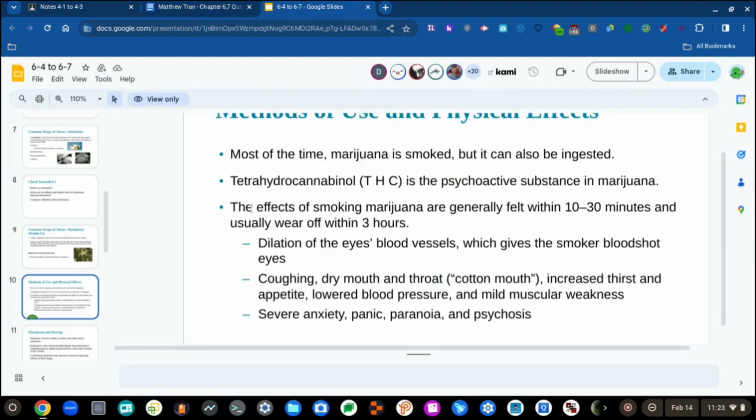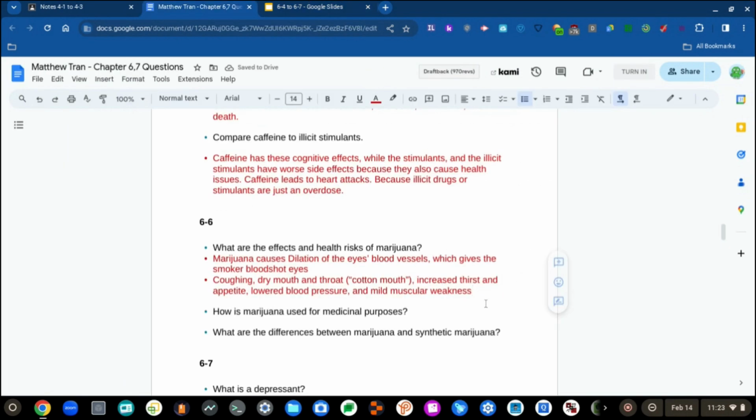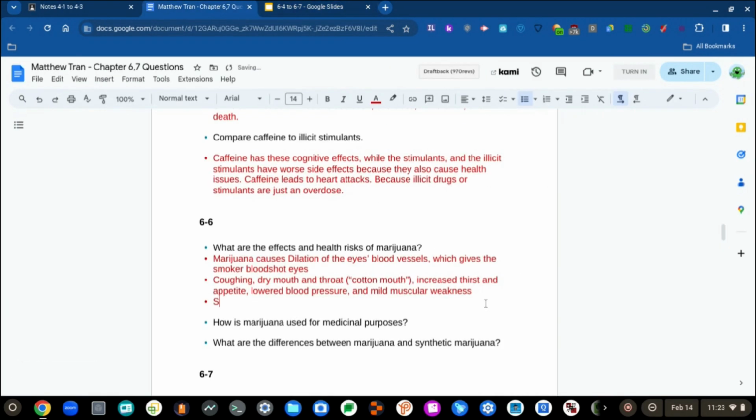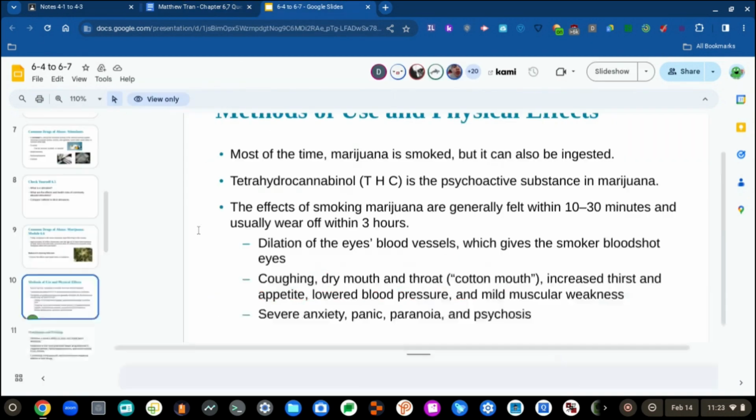So what are some of the short-term effects? Bloodshot eyes, coughing, dry mouth, increased thirst, appetite, some people use it in snacks and things, muscular weakness, right? Just general malaise, kind of calm. Some people use it because they feel like it calms them down. A lot of people get out of issues. They use it because they stop thinking about things, right? And it calms them down.